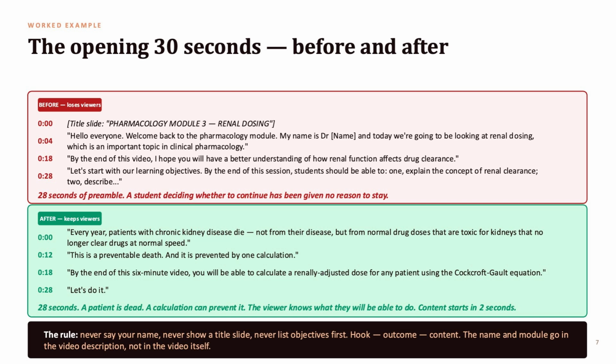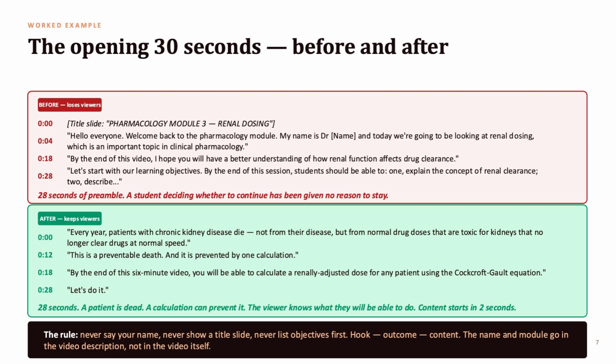This slide illustrates a critical shift in how we design the opening 30 seconds of our lectures. It's the difference between losing viewers and keeping them. The before approach is traditional, but ineffective. It spends 28 seconds on preamble, a title slide, a lengthy introduction, and a list of generic objectives. As the slide notes, this gives a student no reason to stay.